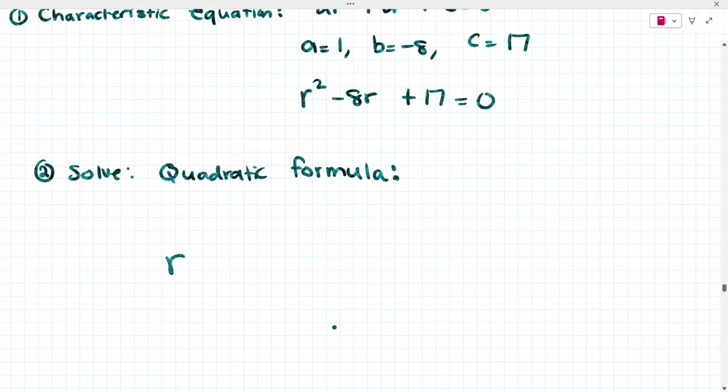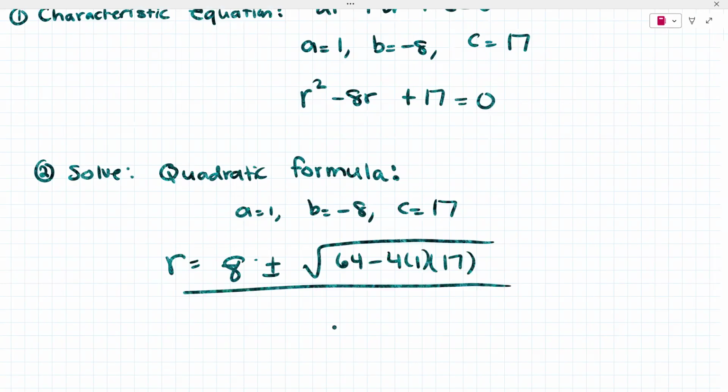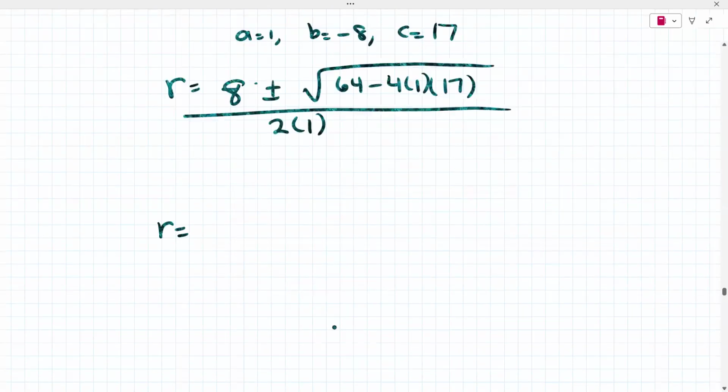So it's going to be r equals negative... wait, what would be our a and our b? Our a is going to be 1, my b is going to be negative 8, and my c is going to be 17, right? So the opposite of b is actually positive 8 plus or minus the root of b squared, which is 64, minus 4 times 1 times c, all over 2. So r equals 8 plus or minus the root of 64 minus 4 times 1 times 17, that's negative 4, all over 2.